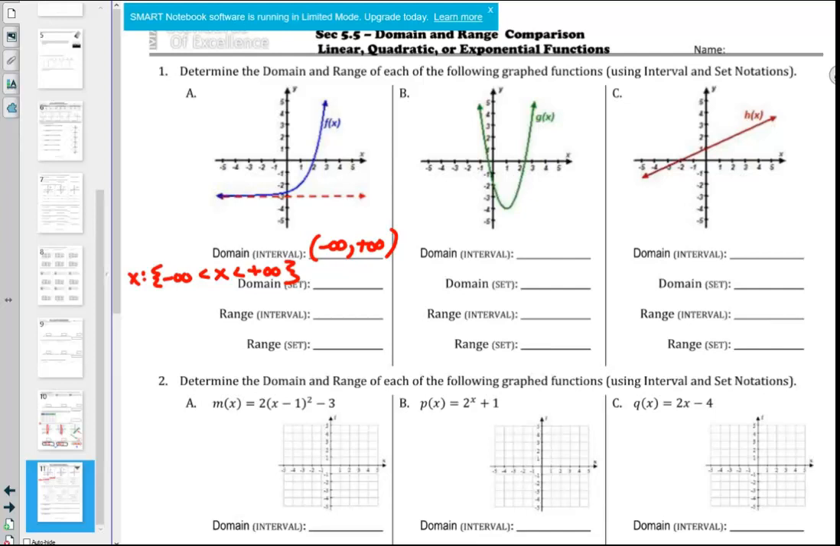What's the range here? This is going from -3 up to positive infinity, and it doesn't touch either one, so it'd be parentheses -3, parentheses positive infinity.